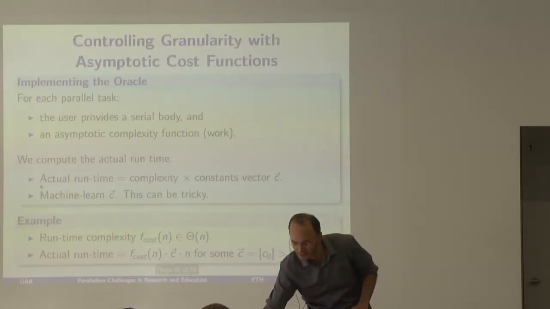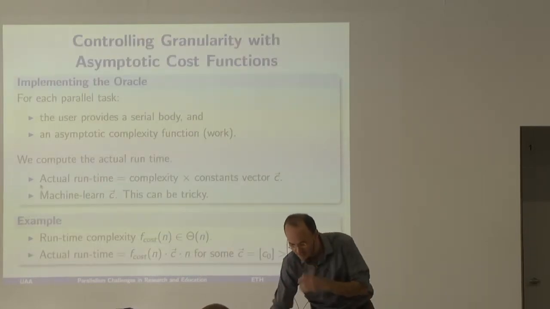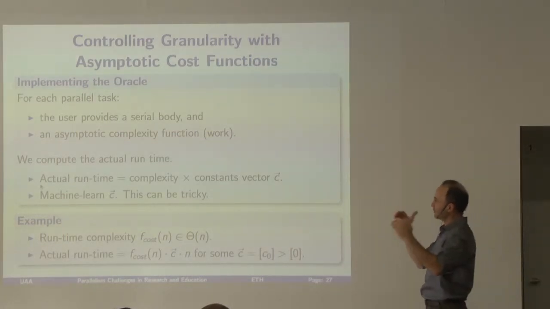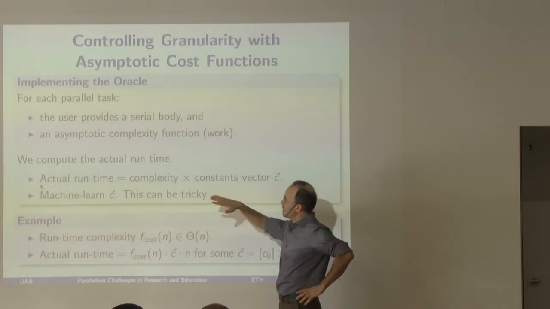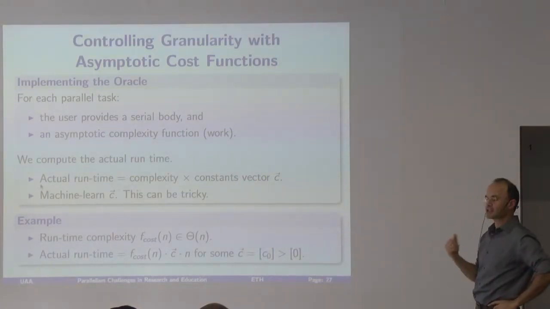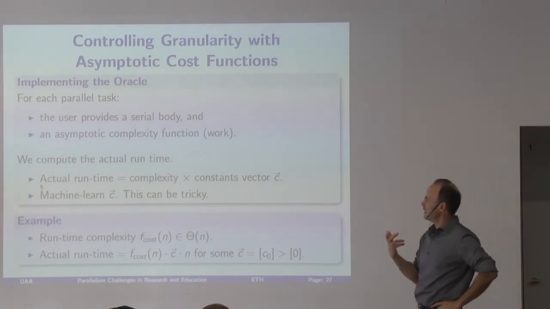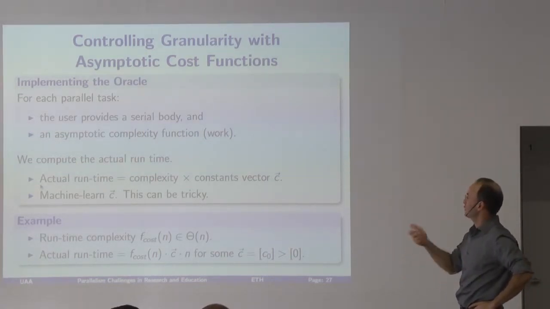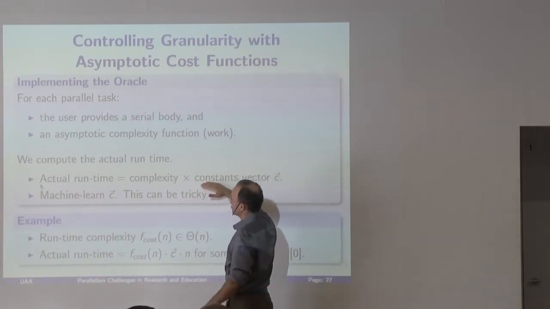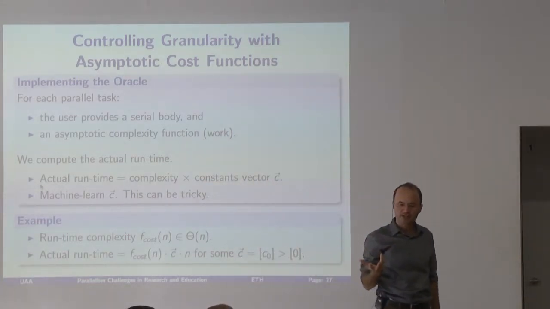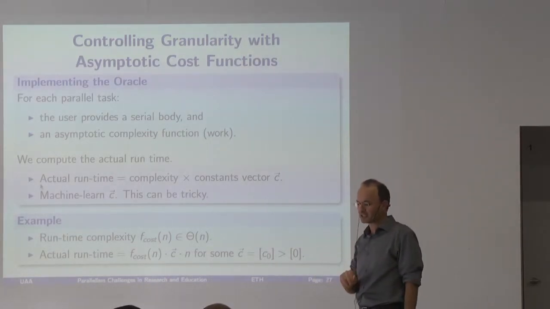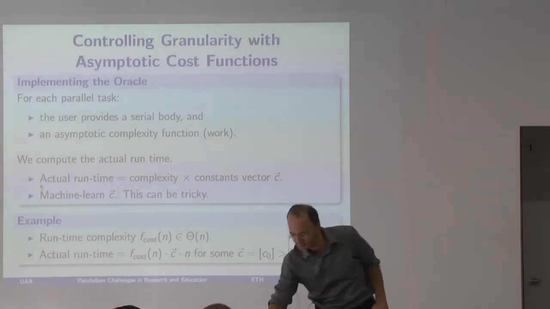So let me just summarize here. What we do is, for each parallel fork or thread, we ask the user to provide an asymptotic complexity function, or a bound on the work, and we compute from this the actual runtime by machine learning the constants that are specific for that computation on that particular machine, and then we have the oracle.